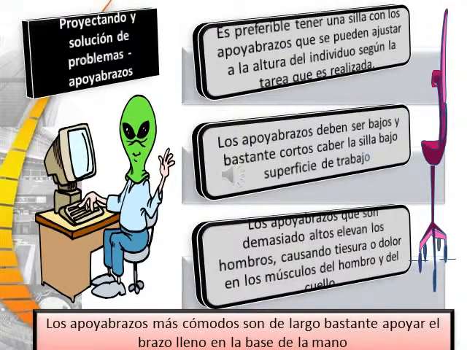It is preferable to have a chair with armrests that can be adjusted to the height of the individual for the task being performed. Armrests should be low and short enough to fit the chair under the work surface, and armrests that are too high elevate the shoulders, causing stiffness and pain in the shoulder and neck muscles. The most comfortable armrests are long enough to support the full arm to the base of the hand.